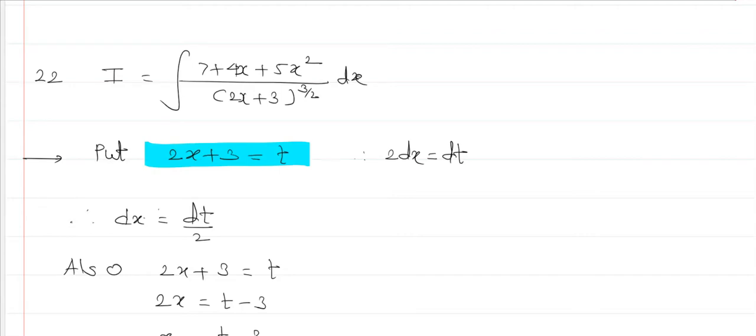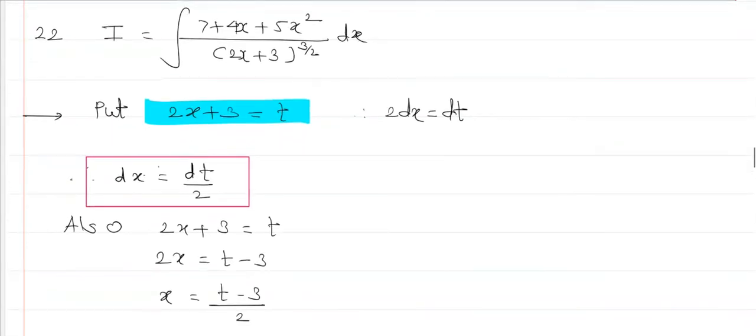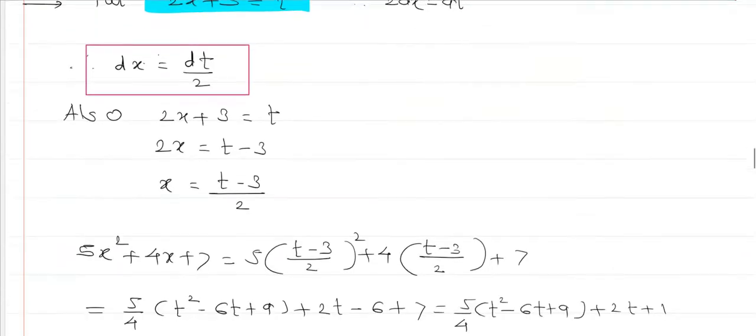Now see this here. I can write here, dx is equal to, this is the value of the dx. dx is equal to dt upon 2. There is one more thing, that I can write this dt in a proper shape. Now this is dx is equal to dt upon 2. 2x plus 3 bracket raised to 3 by 2. Therefore 2x plus 3 is t. Therefore the value of 2x is t minus 3. x is equal to t minus 3 upon 2. This is the value of x.